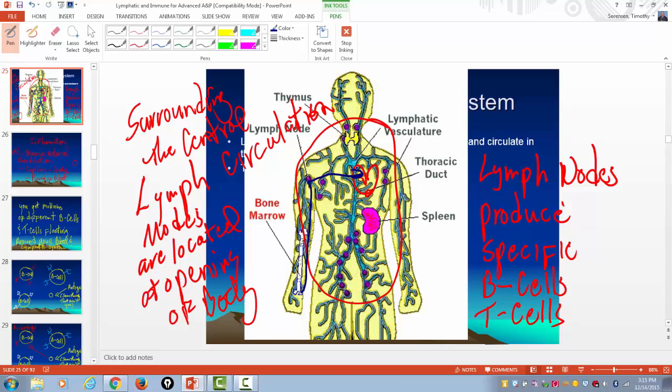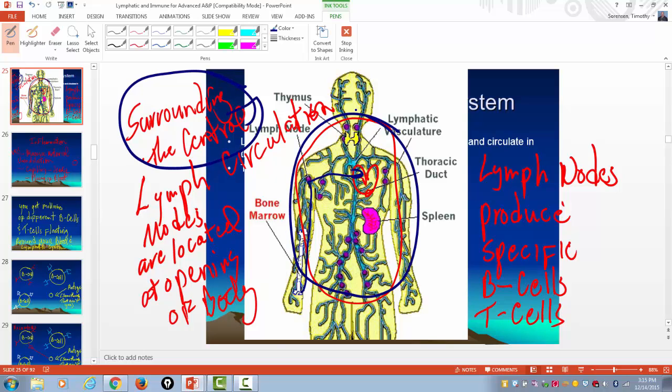So where are lymph nodes in the body? Well, lymph nodes are surrounding the central circulation, surrounding the heart, right? You don't want to get any bacteria into your heart. That's bad for you. And lymph nodes are located at openings to the body, right? That's how bad stuff gets in. Like 70% of your lymphatic system is in your GI tract because that's the biggest opening you have. Then you've got lymph nodes around your private parts, mouth. You know what I'm talking about.